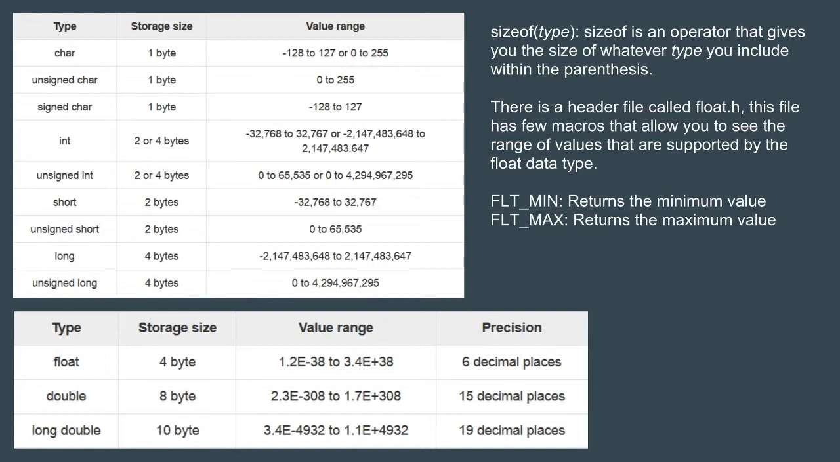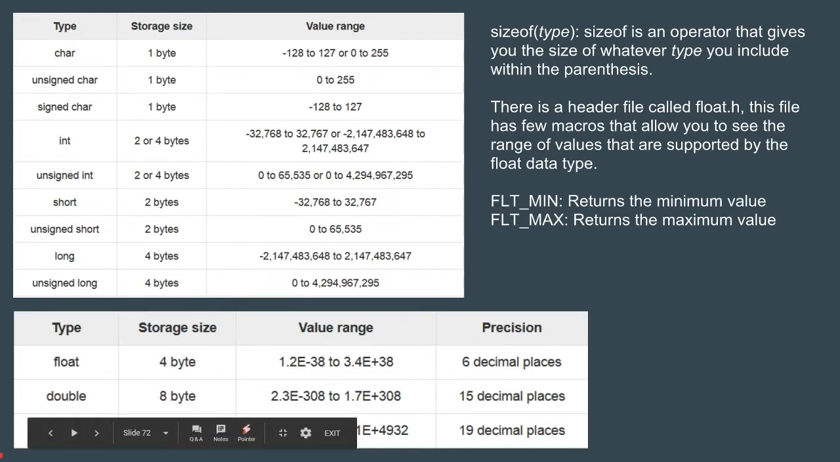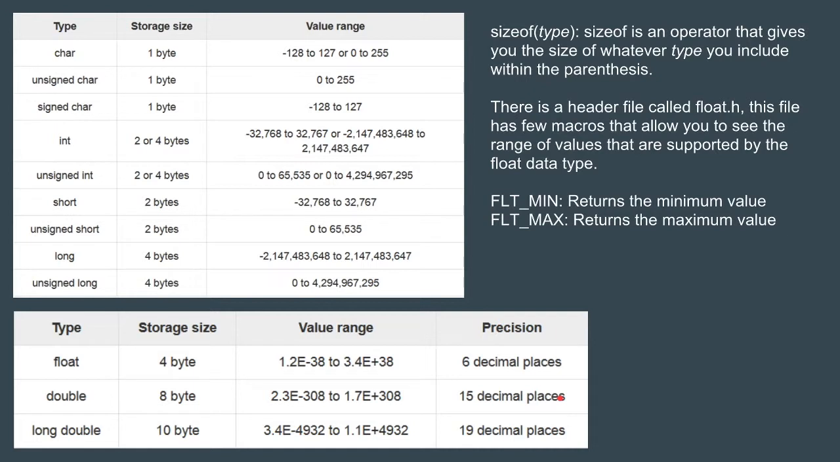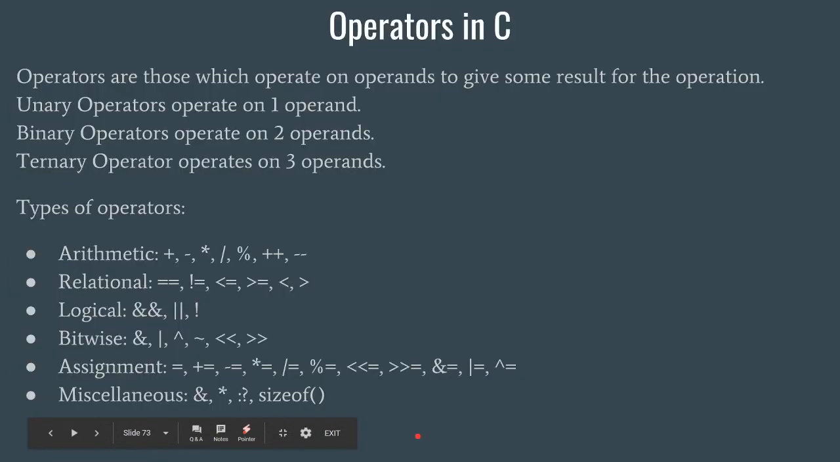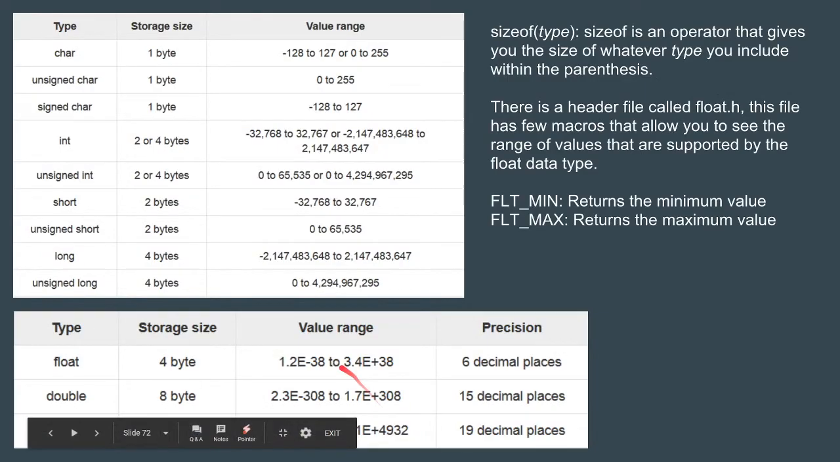On the other hand, the double type, the second one, has a storage size of 8 bytes, and this is its value range. Its precision is very good as compared to float. It has a precision of 15 decimal places. And next we have long double, with a precision of 19 decimal places, and its storage size is 10 bytes, and its value range is also given over here. So that is all about this topic.